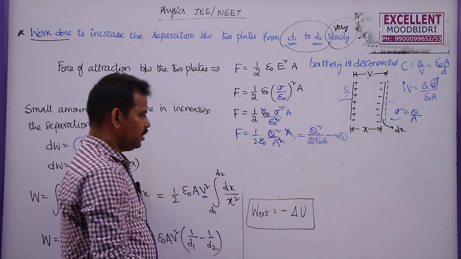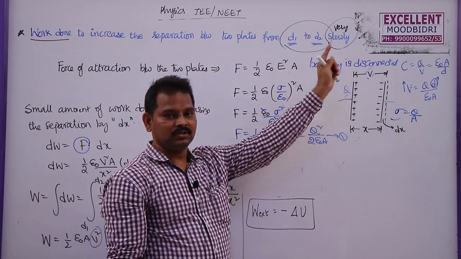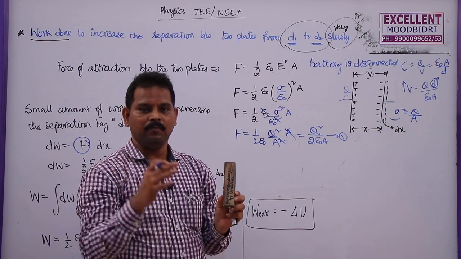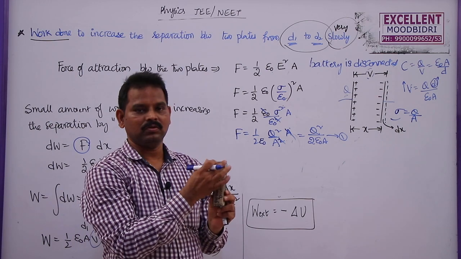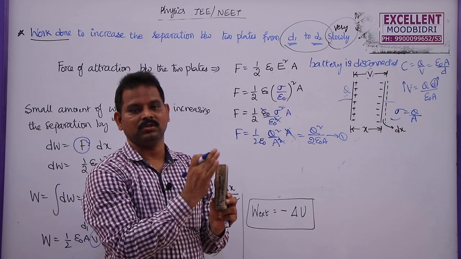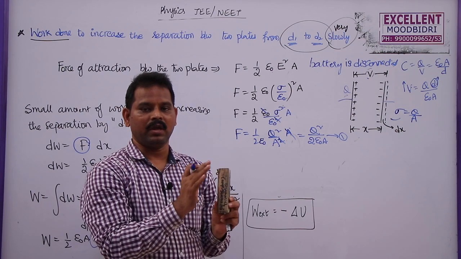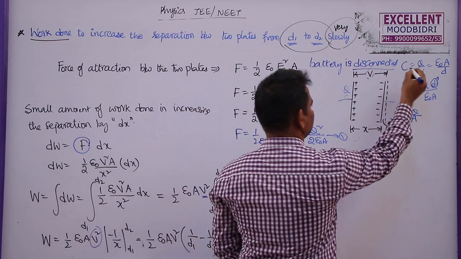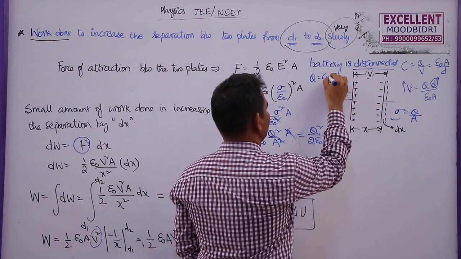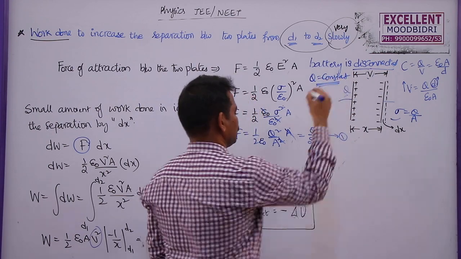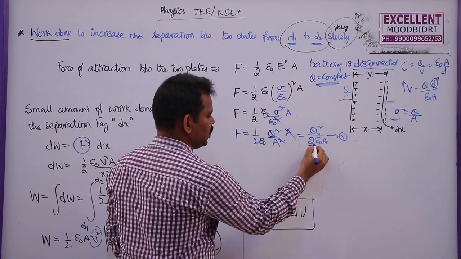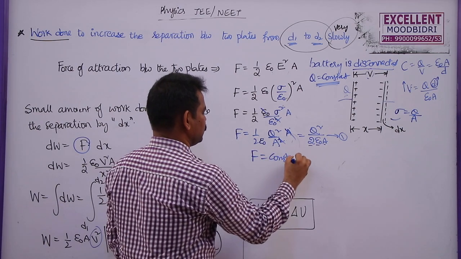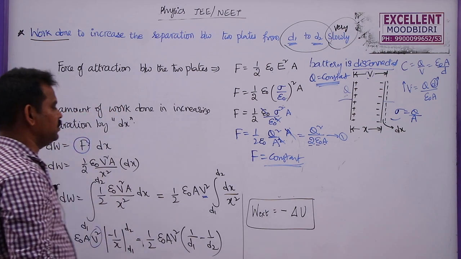This will become Q square by 2 epsilon naught A. This is F. Here we know that whenever the battery is disconnected, just like if you charge your mobile phone for some time and disconnect it from the socket, it will have the same amount of charge. Q is constant. If you are not using it for a long time, if you keep it in sleeping mode, the charge remains as it is. So whenever the battery is disconnected, the charge remains constant, Q is equal to constant if you are not doing any work. Here Q constant, 2 constant, epsilon constant, area of the plate constant. So F is constant. The force between the two plates is constant when the battery is disconnected.